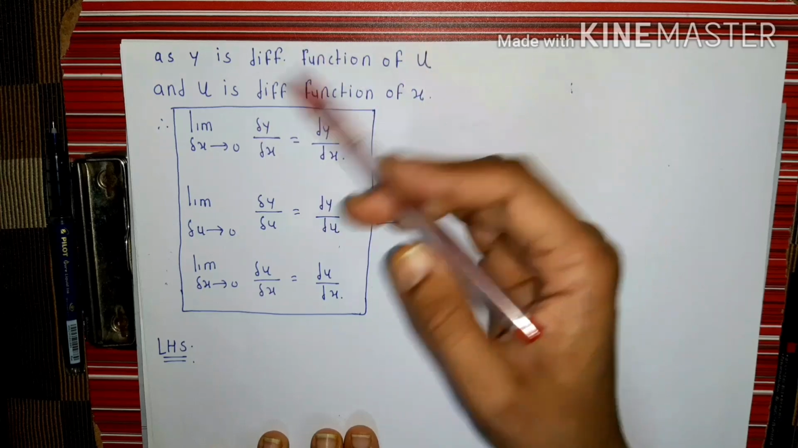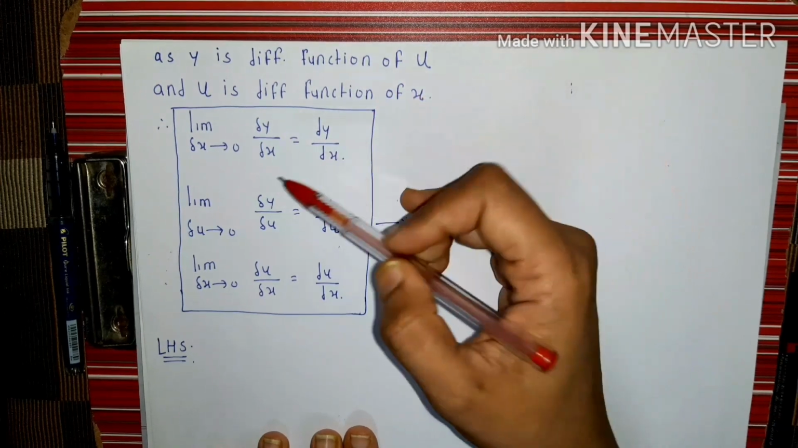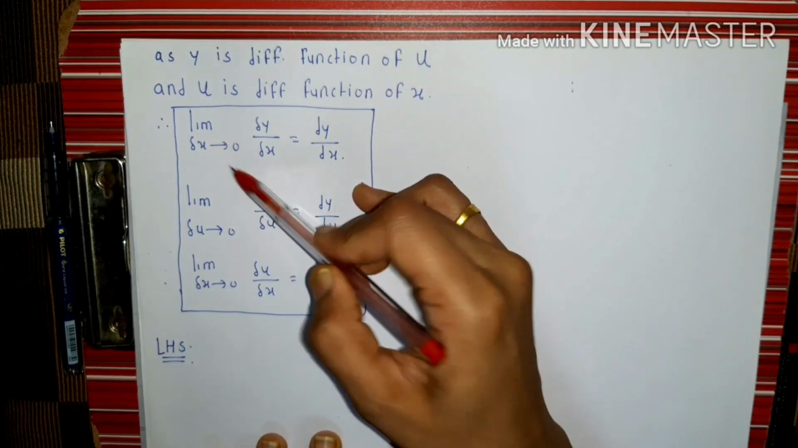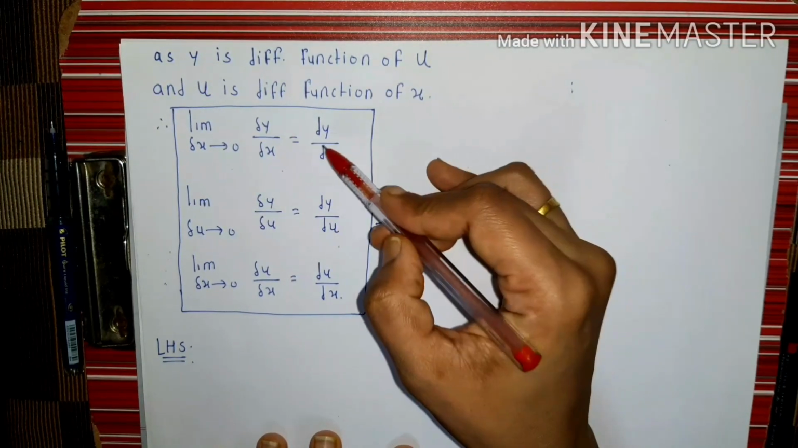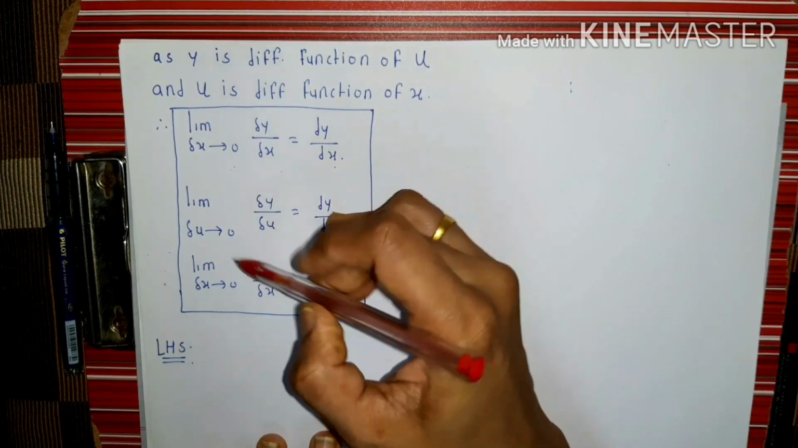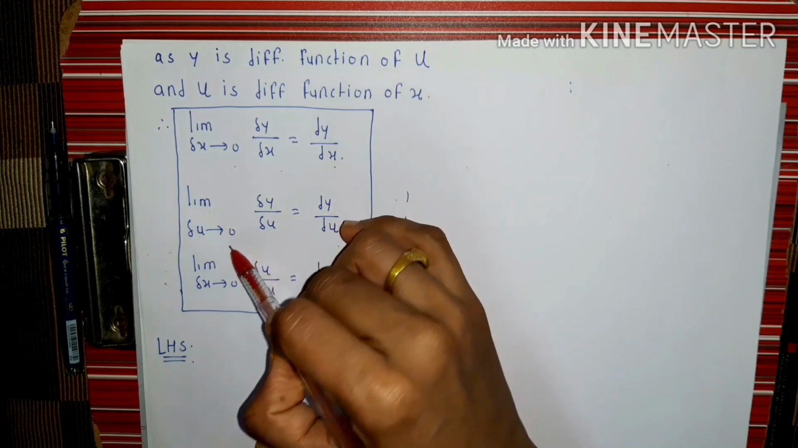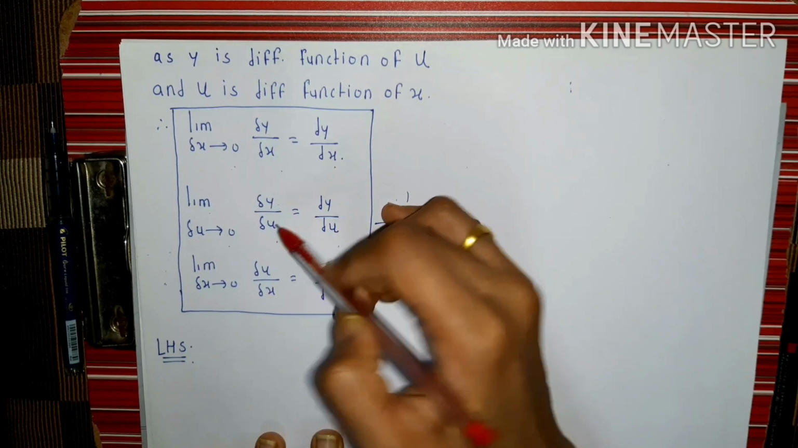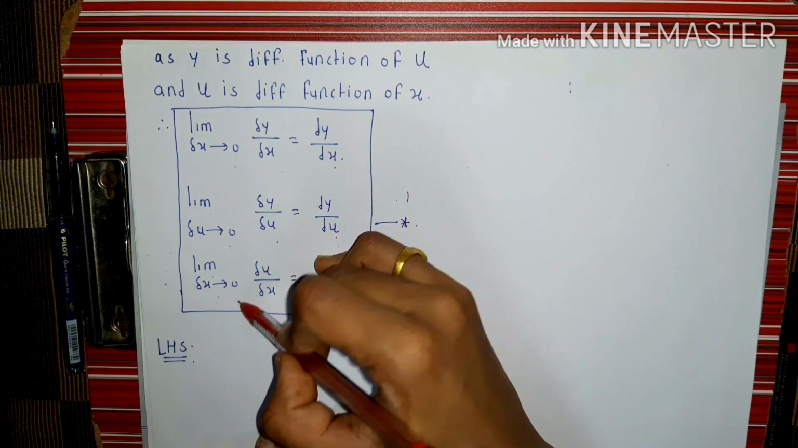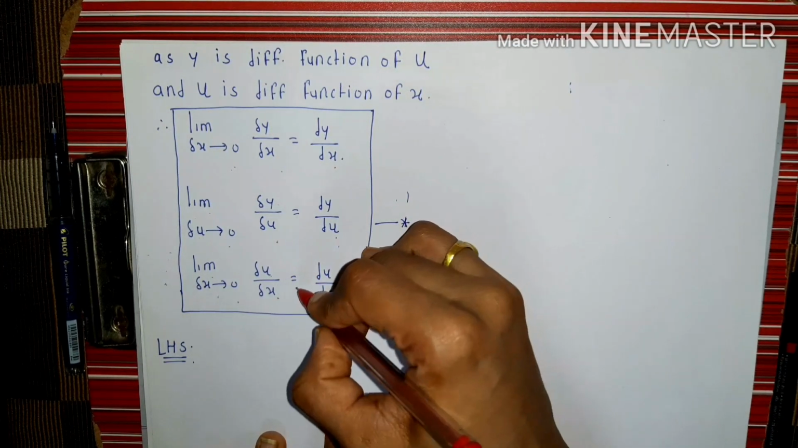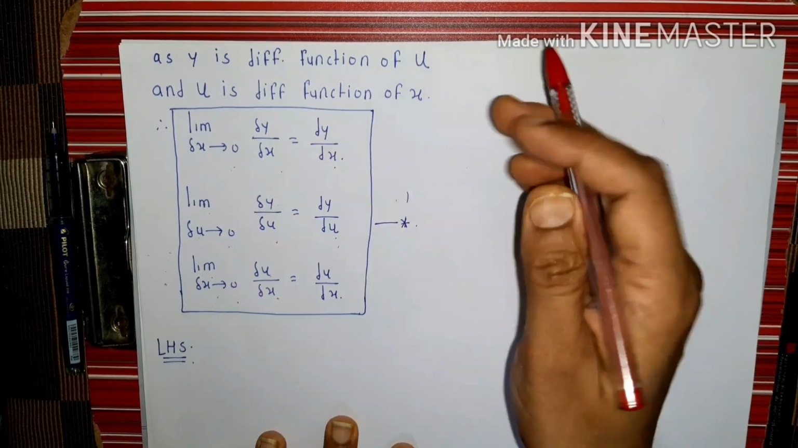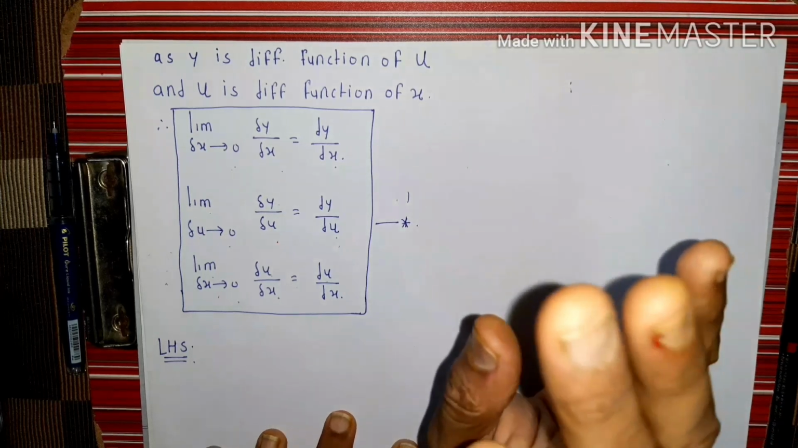You know y is a function of u, and u is a function of x. And you know the definitions. Limit delta x tends to 0, delta y upon delta x equals dy by dx. Limit delta u tends to 0, delta y upon delta u equals dy by du. Limit delta x tends to 0, delta u upon delta x equals du by dx. By using these definitions, we have to prove the theorem.